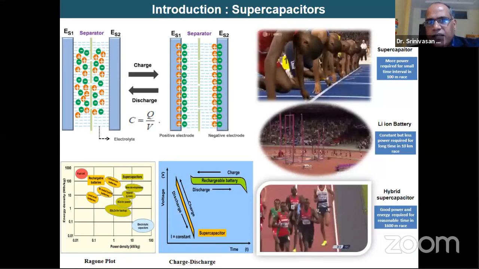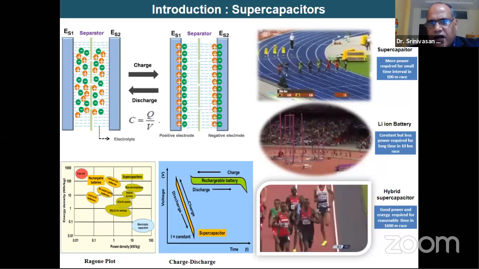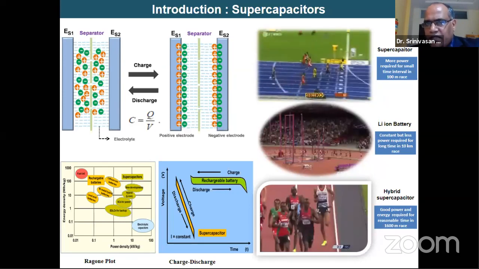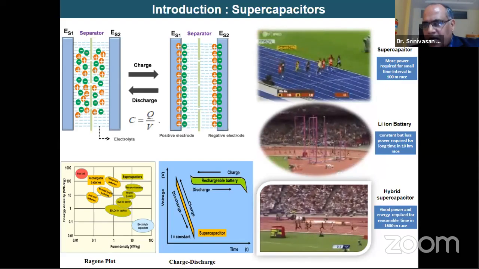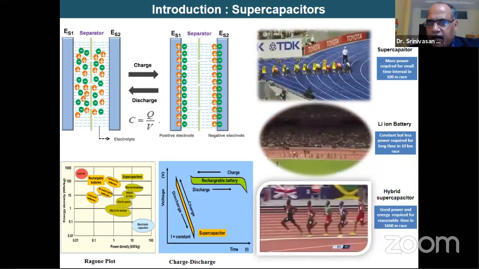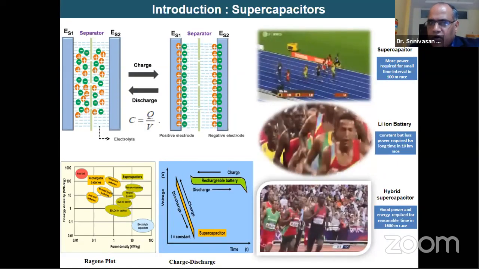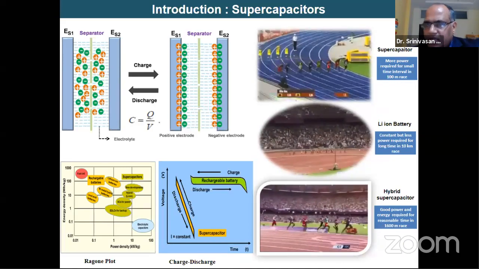What is the difference between the lithium-ion battery and the supercapacitor? A supercapacitor can charge within a minute, but it can deliver energy only for a short interval. Like the 100-meter dash, all athletes run with very high power, very fast, but only for a short distance. So it is like a supercapacitor. They can instantly deliver the power within a short time. With a lithium-ion battery, you need high energy, but it delivers the energy slowly. A 10-kilometer athlete has to have that energy throughout, so they have to run very slowly, unlike the 100-meter dash. So this is the difference between the lithium-ion battery and the supercapacitor.